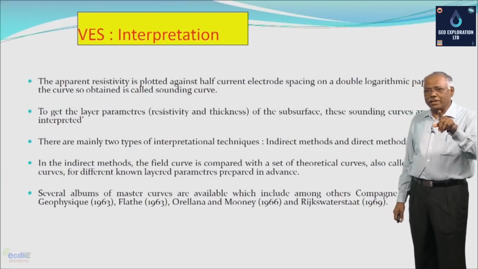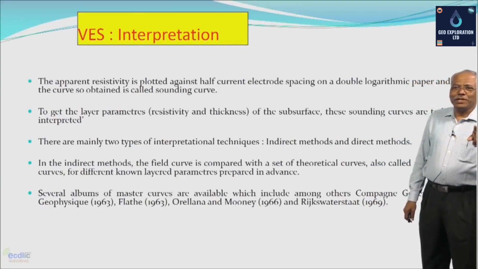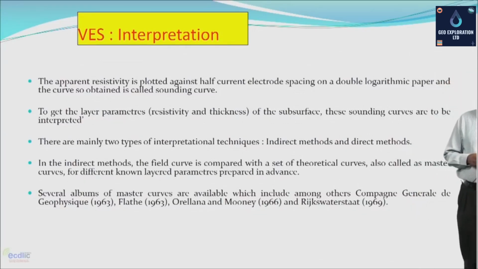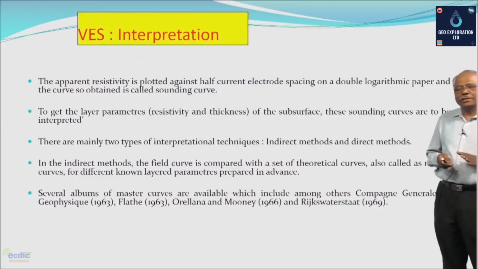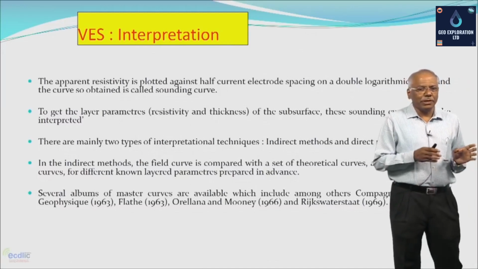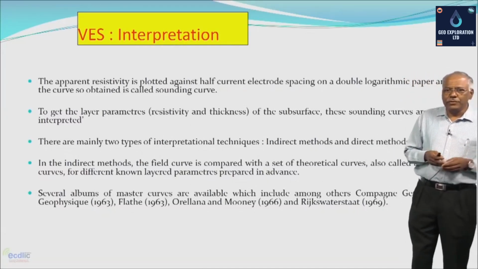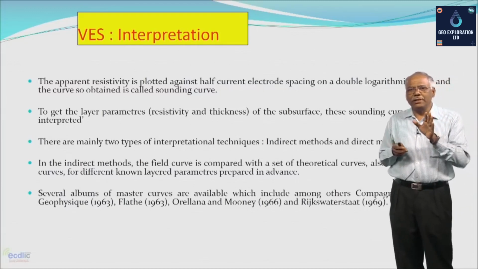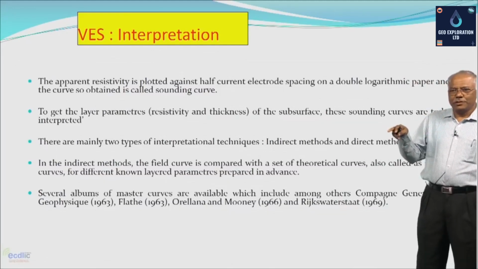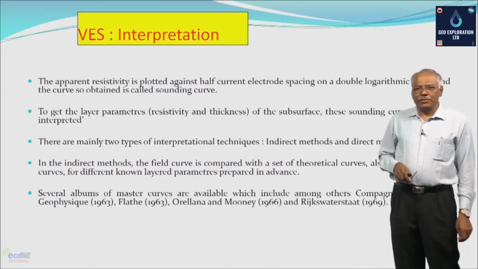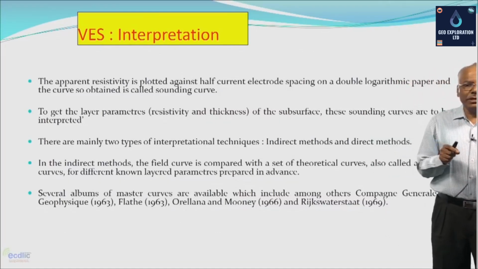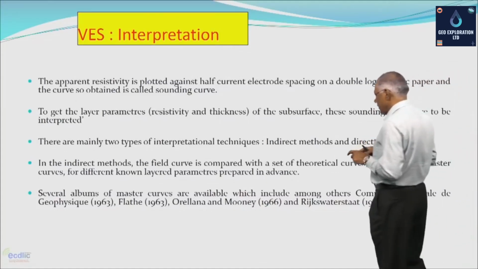To get the layer parameters of the subsurface, these sounding curves are interpreted, and the interpretation techniques vary. They could be direct methods of interpretation or indirect methods of interpretation that we normally use. The indirect method uses the field curve, depth or electrode spacing versus the apparent resistivity curve, and this curve is compared with theoretical curves, which are master curves.